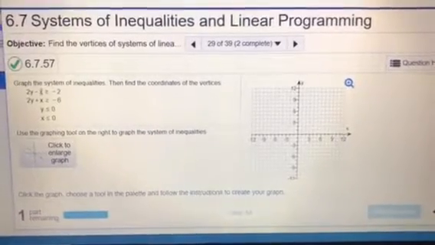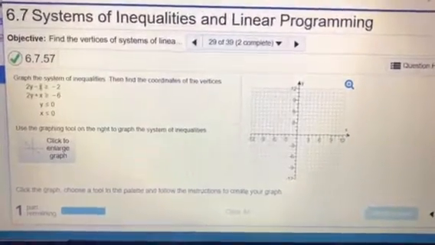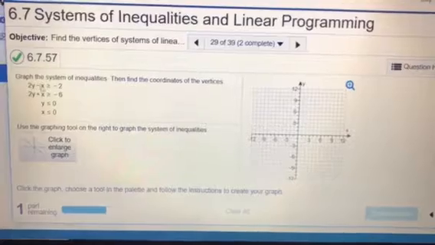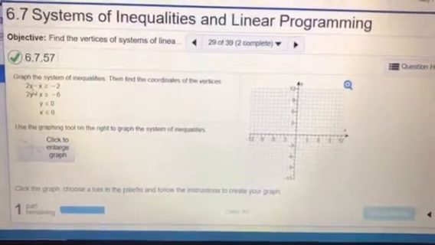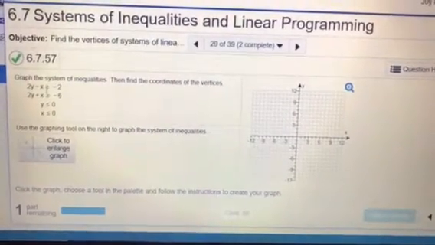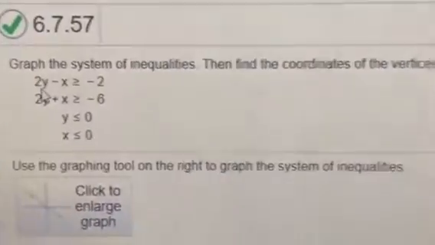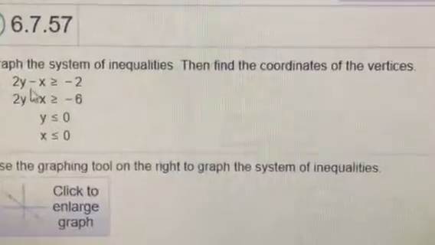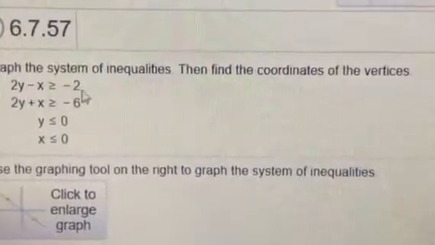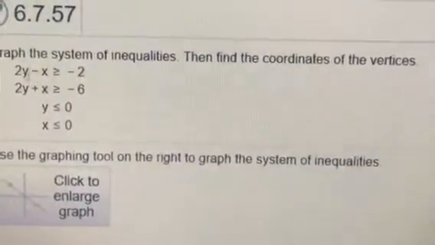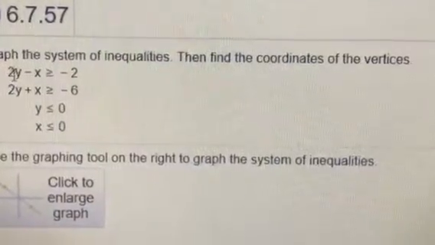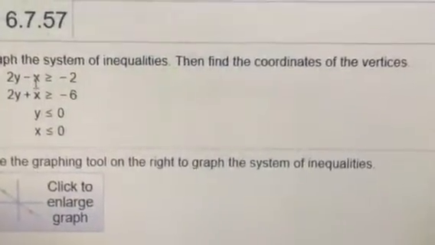Notice here, to find the y-intercept, I'm going to let x be 0. So if x is 0, I can see 2y, and we're going to pretend just for a minute that that says equals. If x is 0, I have 2y equals negative 2, which if you solve that, you see y is negative 1. So I've got the point 0, negative 1.